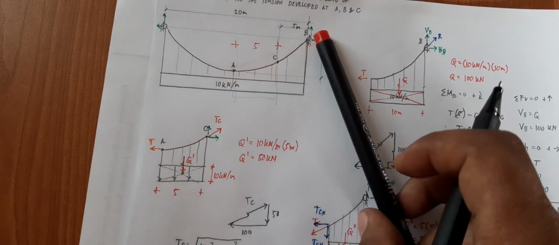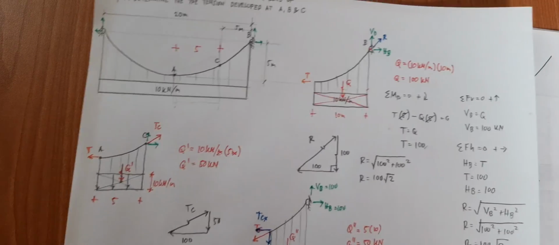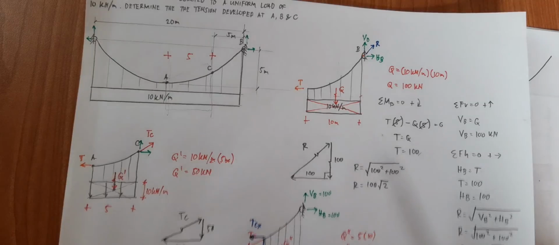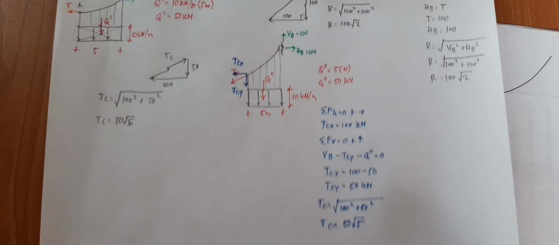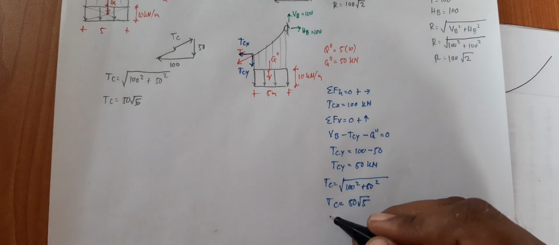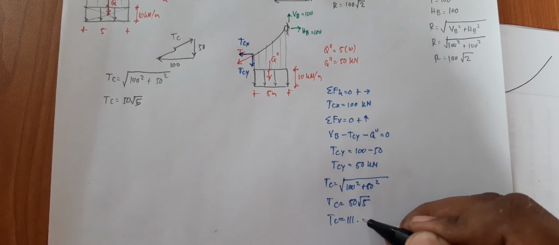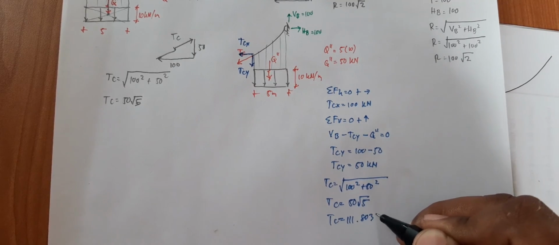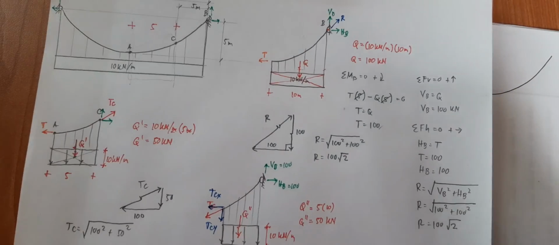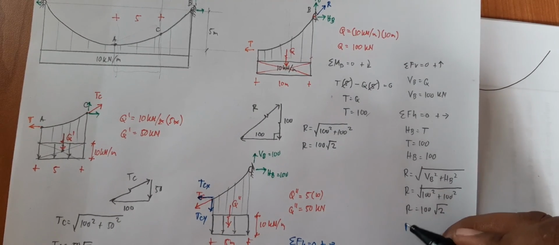So again, basic observation: your horizontal component is the same in terms of values all throughout the span, or all throughout the stretch of your cable. And then, 50 square root of 5 is equal to 111.8033. And R here is 100 square root of 2.